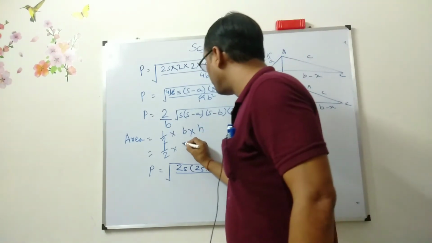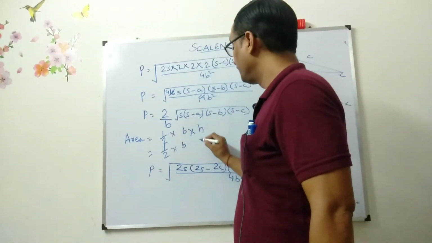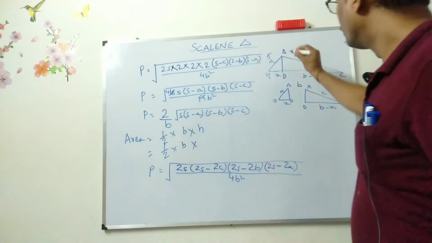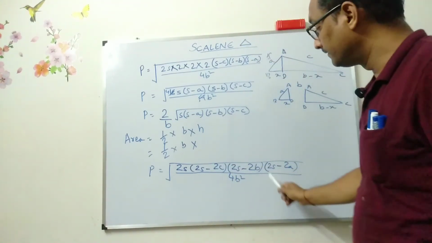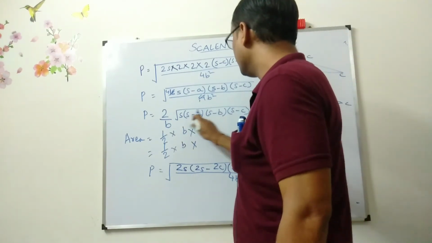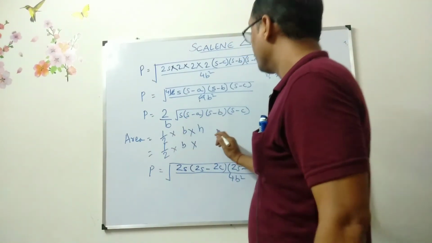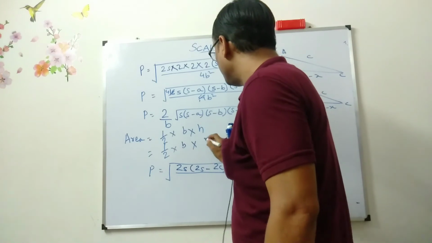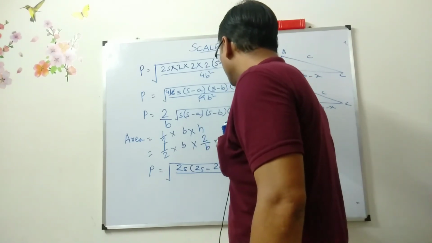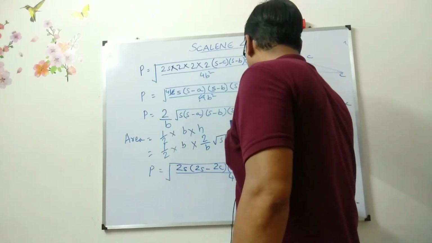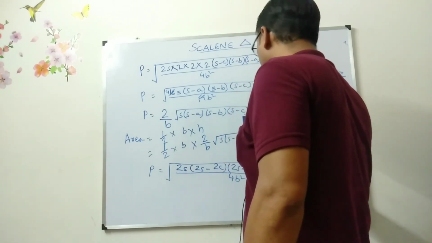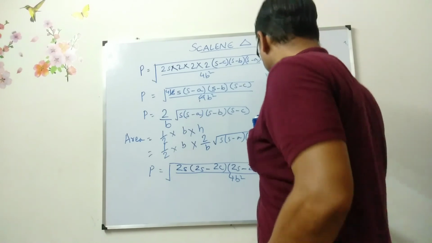So in place of base, what will I write? b. And what is height? What height have we found out? We have found out this height. So in place of height, we will write 2 by b root over s, s minus a, s minus b, and s minus c.